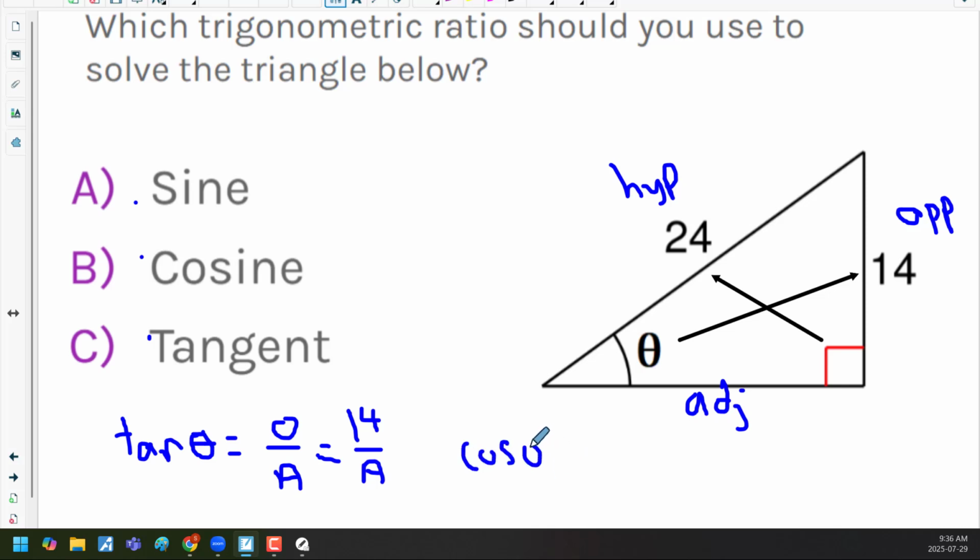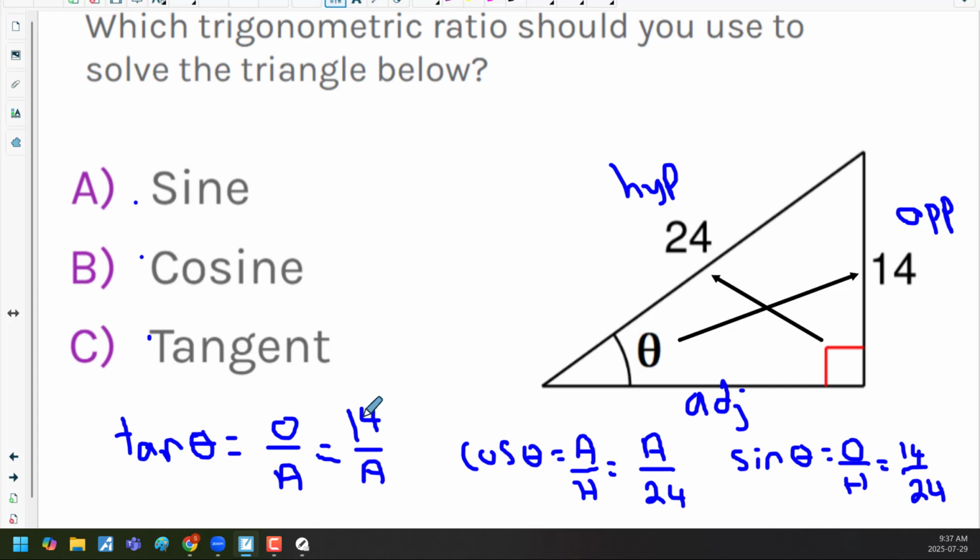We know cos theta is equal to adjacent over hypotenuse. Once again, we don't know what A is, but we know hypotenuse is 24. And then the last one is sine. And we know sine theta is opposite over hypotenuse. And in this example, we have 14 over 24.